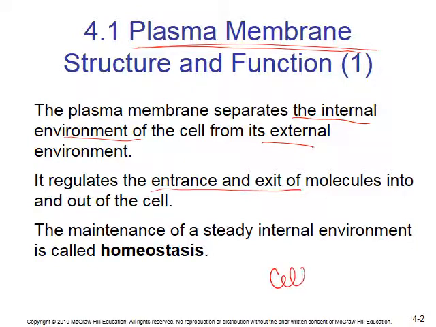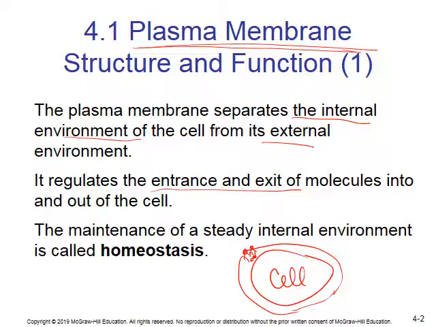So we know we have our cell, and then around our cell we have that phospholipid bilayer. I'm not going to draw all the little phospholipids, right? But that phospholipid bilayer decides what can get in and out of the cell, and to maintain a normal or steady internal environment, so the inside stays stable, we call that homeostasis. We're going to need to regulate what can get in and what can get out.